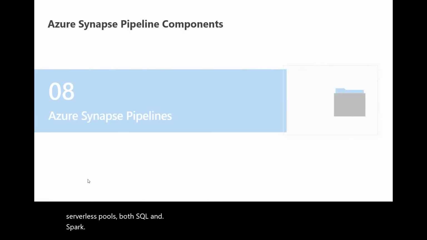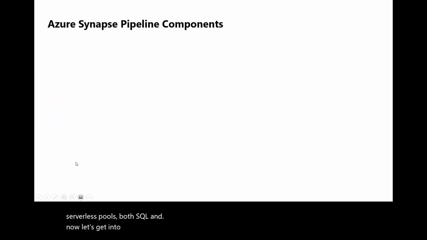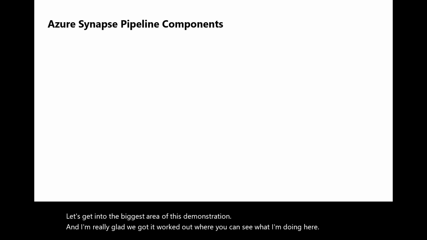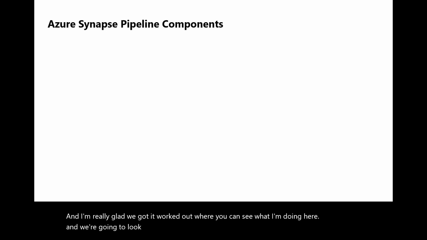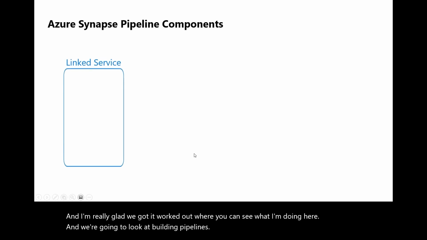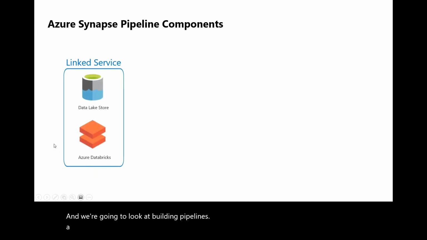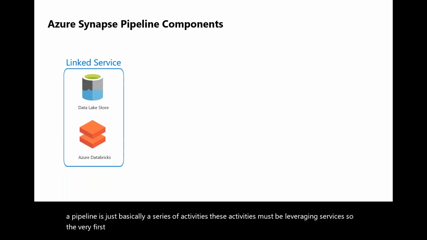Now, let's get into the biggest area of this demonstration. And I'm really glad we got it worked out where you can see what I'm doing here. We're going to look at building pipelines. A pipeline is just basically a series of activities. These activities must be leveraging services. So the very first thing you normally have to define are what are the linked services that I will use in my pipeline.